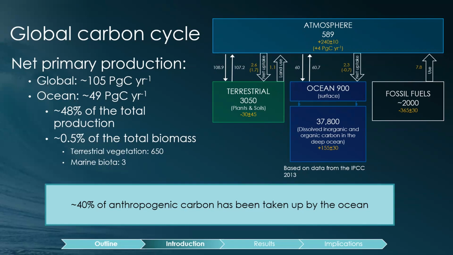Finally, the net uptake of carbon from the atmosphere, or net primary production occurring in the ocean, rivals that of land here, with the ocean accounting for 48% of the total production, despite only comprising about 0.5% of the total biomass.